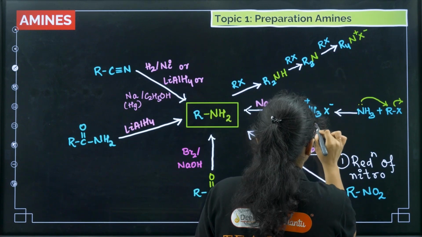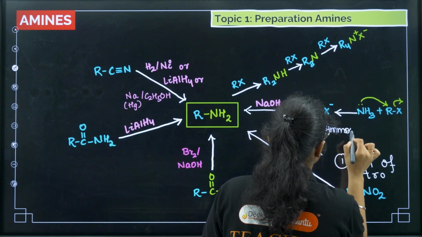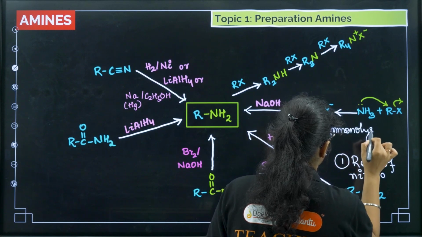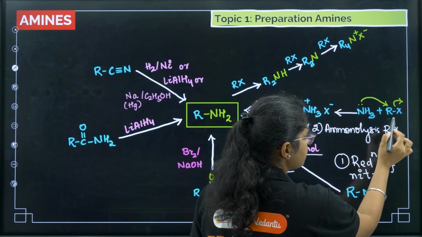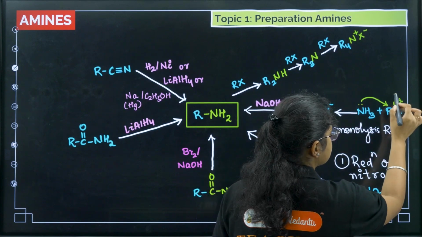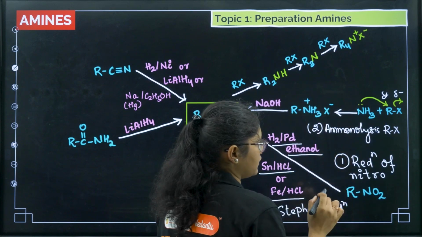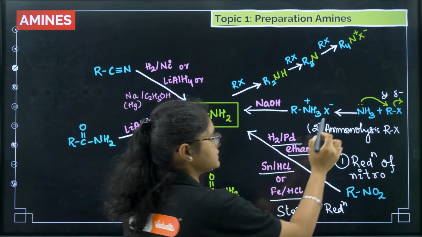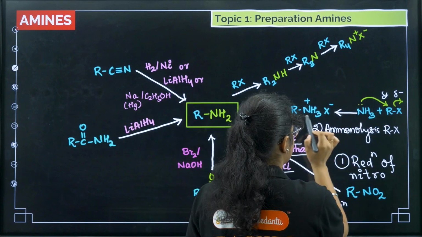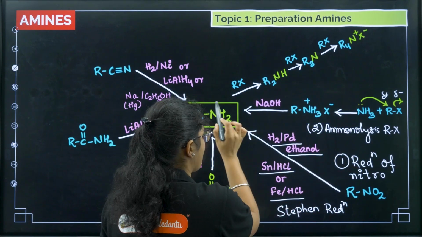Okay, first one. The second method was ammonolysis of haloalkanes. Now if you treat ammonia with any RX, X is delta minus, R is delta plus. Here nitrogen has a lone pair of electrons, so it acts as a nucleophile. So it will attack here, X will go and then we'll get a salt, and after that if you treat it with NaOH, we'll get RNH2.